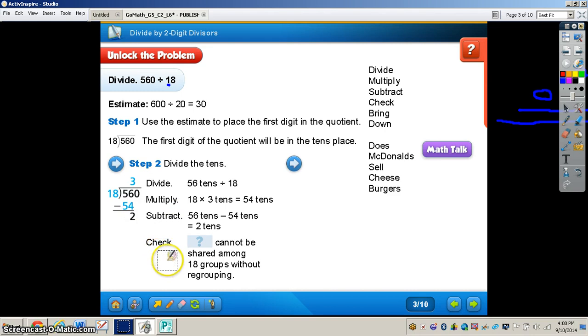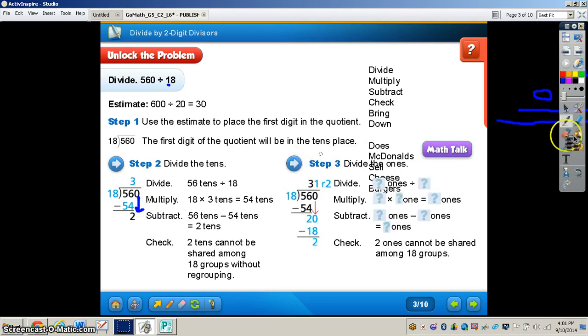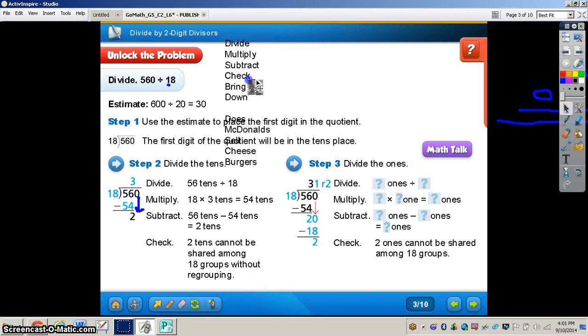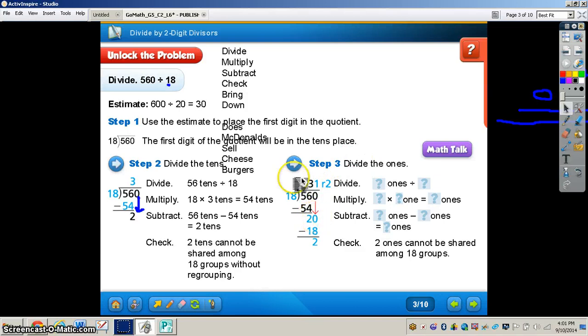If it's less, we know that 2 tens cannot be shared among 18 groups without regrouping. So we check, and then after we check, we bring down that next number. Now for our third step, let me just take all this and move it over here. For our third step, we bring down that 0, making that a 20. And then once we bring it down, we go back up again and we do the same process over again.